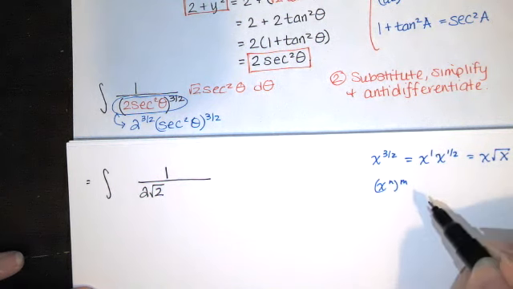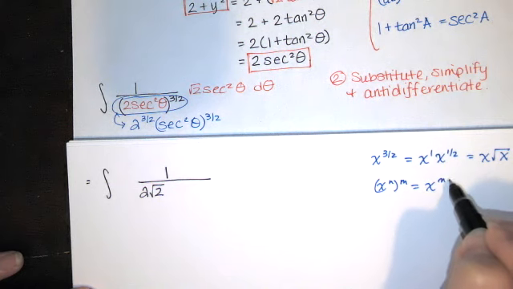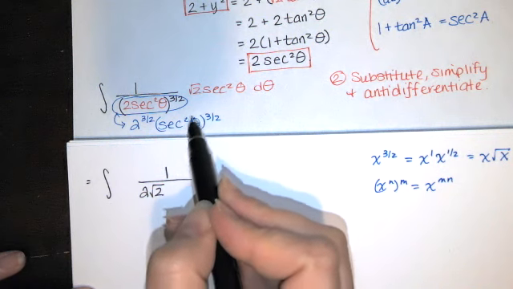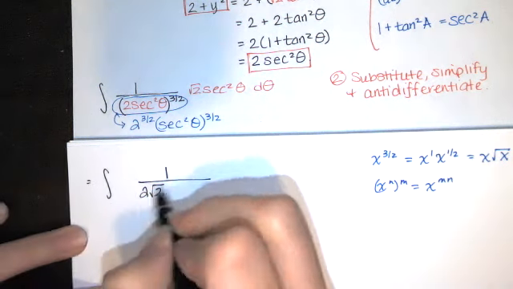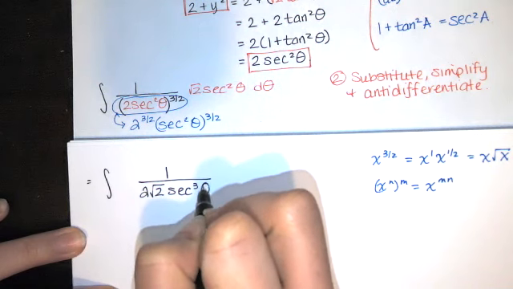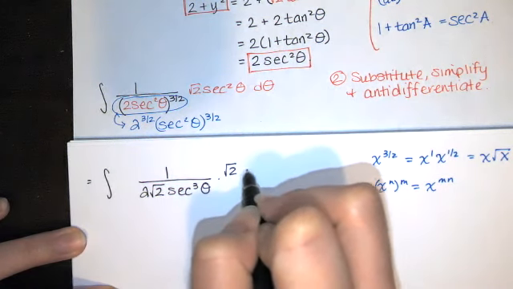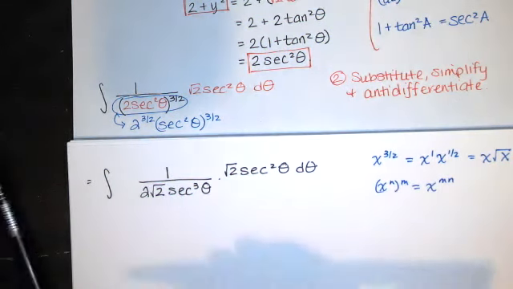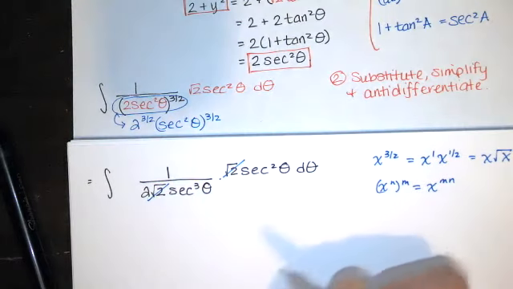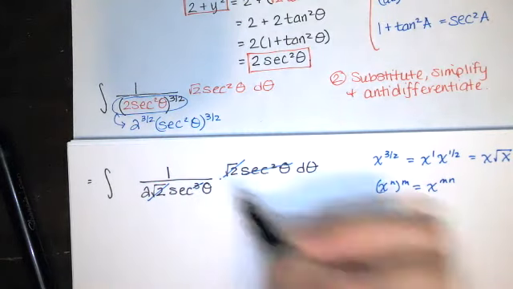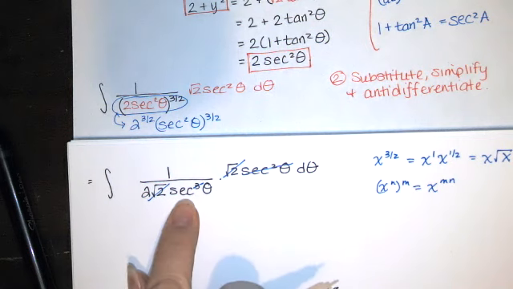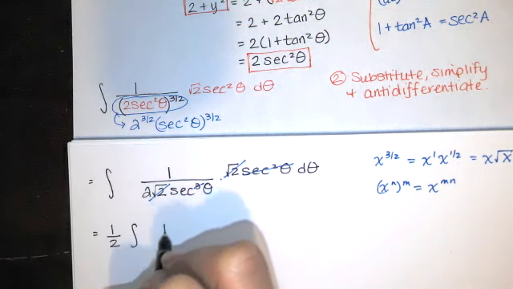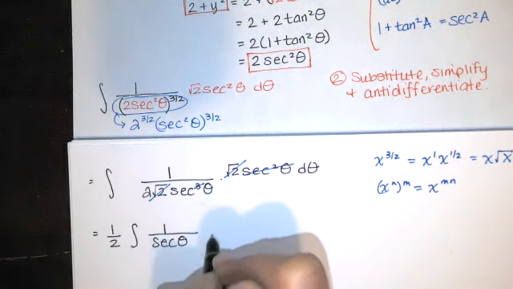If I have something raised to a power, we multiply the exponents. In this case, we're going to multiply that 2 and that 3/2. The 2's will reduce and we'll just have a third power. So this is secant cubed theta. And we're still multiplying by square root of 2 times secant squared theta d theta. And that's very nice, very convenient. The square roots of 2 reduce. Two of the secants will reduce with 2 of those, so we're left with 1 in the denominator. So now we have 1 over 2 times the integral of 1 over secant of theta with respect to theta.